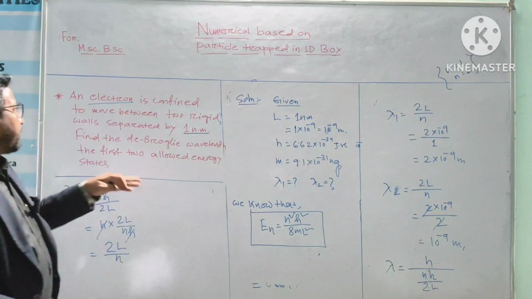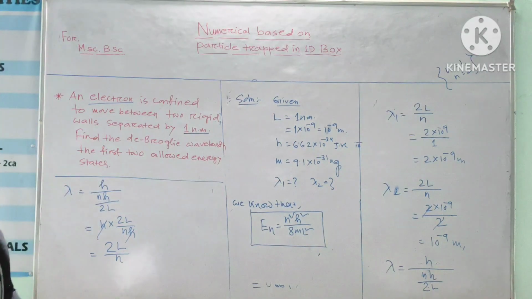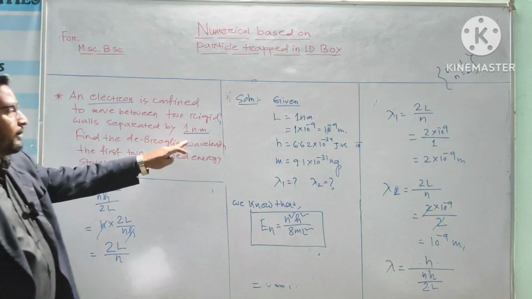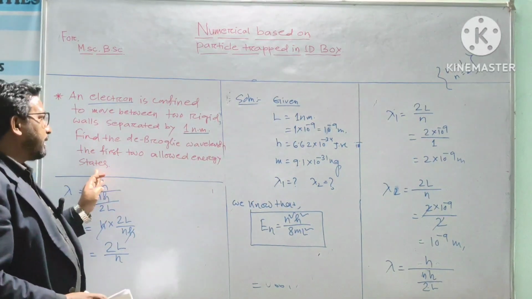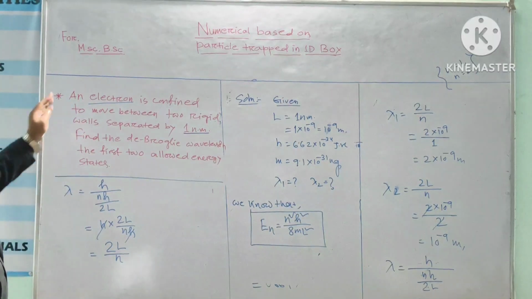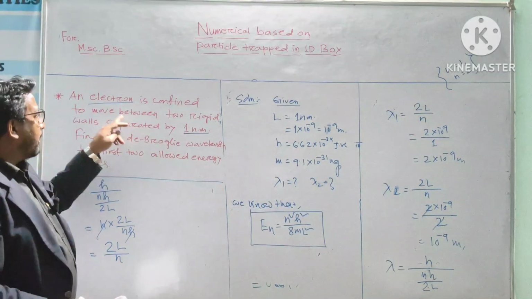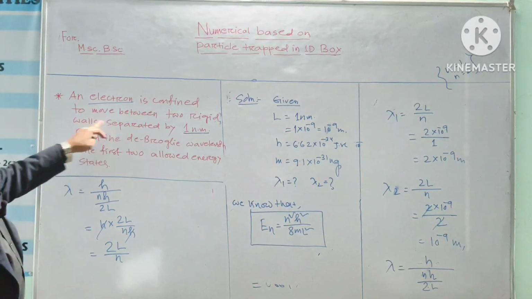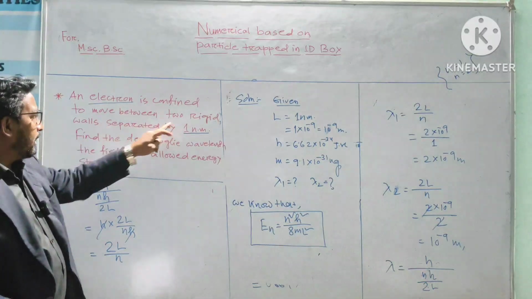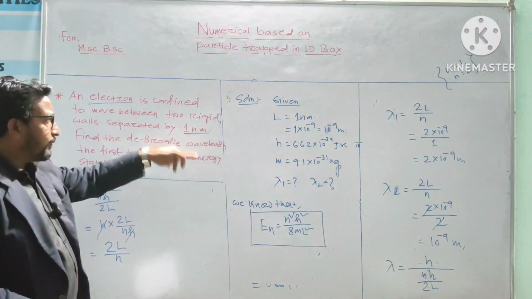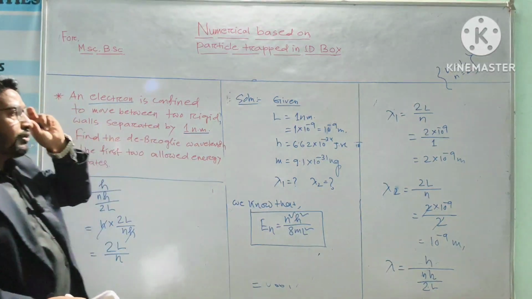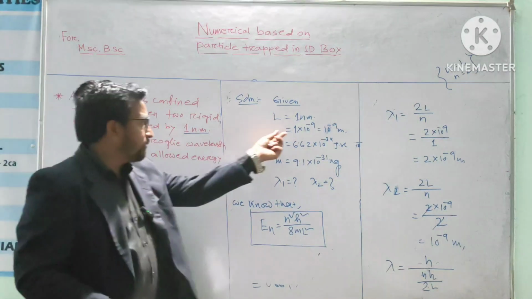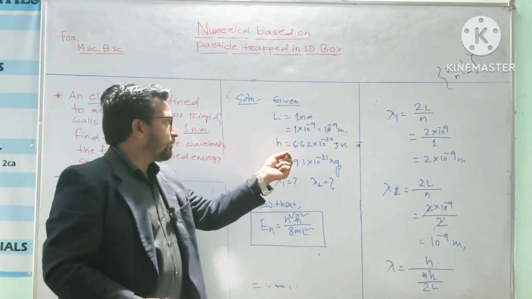The statement of this problem: an electron is confined to move between two rigid walls separated by 1 nanometer, and find the de Broglie wavelength for the first two allowed energy states. First of all, we are going to collect the whole information from this question. The separation between two rigid walls is the length L, so L equals 1 nanometer. Nanometer is not an SI unit of length, so it should be converted to the SI system. So we can write 1 into 10 to the minus 9 meter.